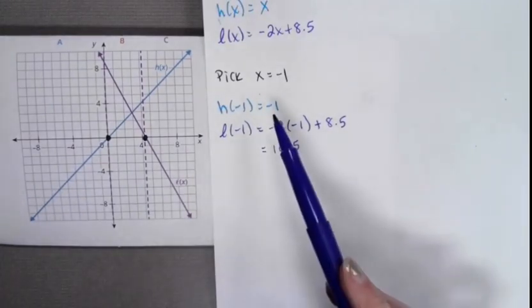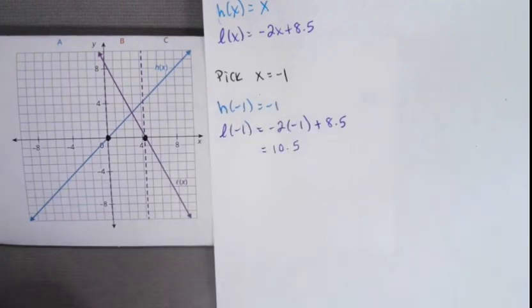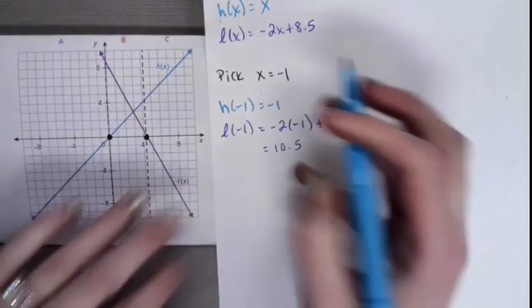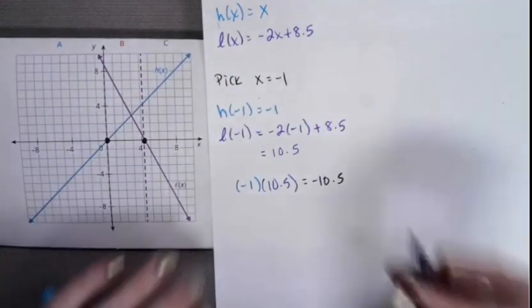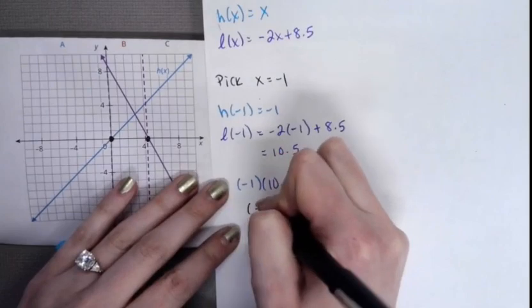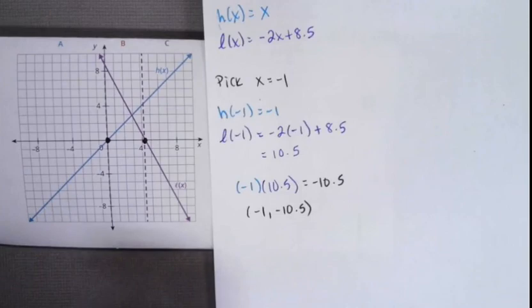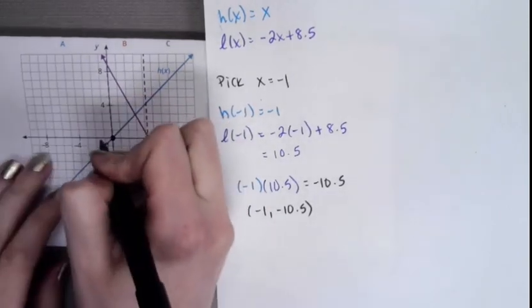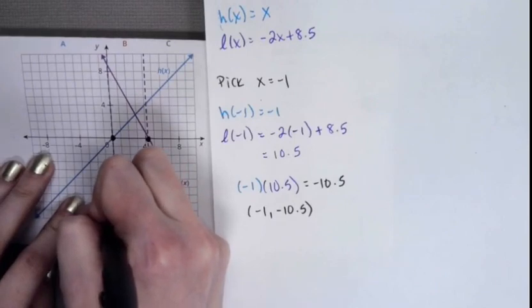So we figured out what the y values are for our two original functions when x is negative 1. The new function that we're making is the product of these two functions, so we are going to multiply together those y values. The y value of our new function is the product of our two old y values. So our new product function is going to have a point at negative 1, negative 10.5. I can add that to my graph now. Negative 1, negative 10.5 is just a little bit off the graph, maybe right around there.